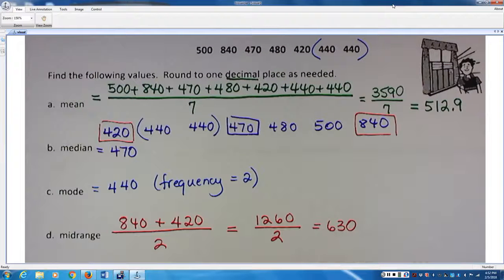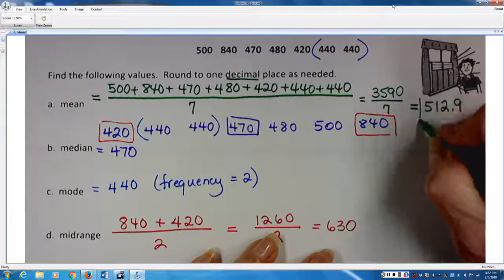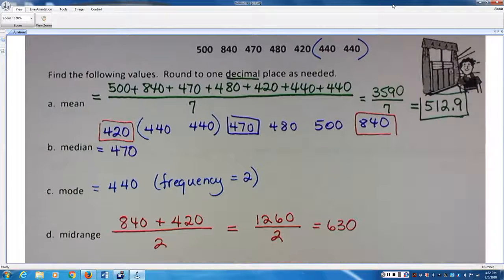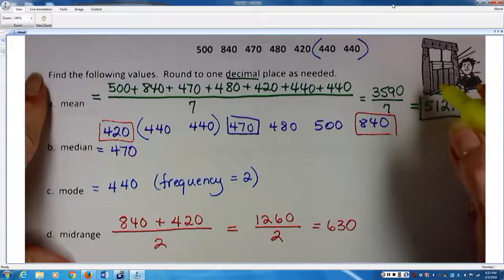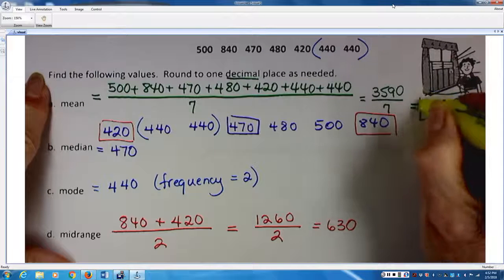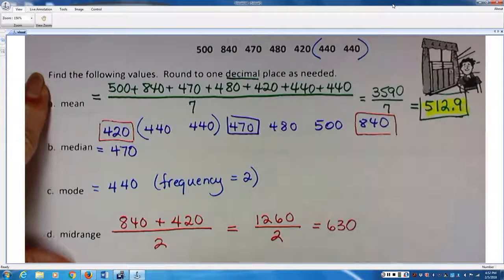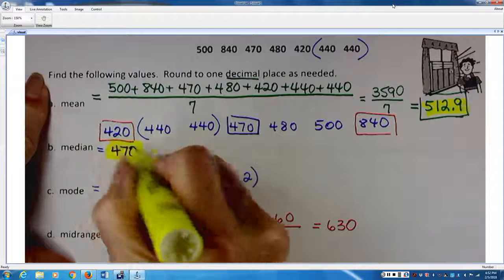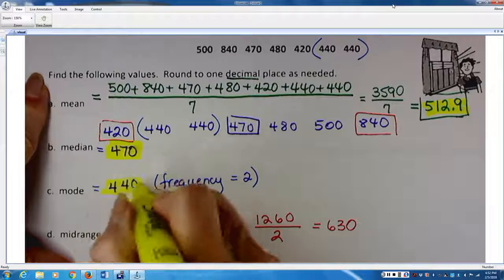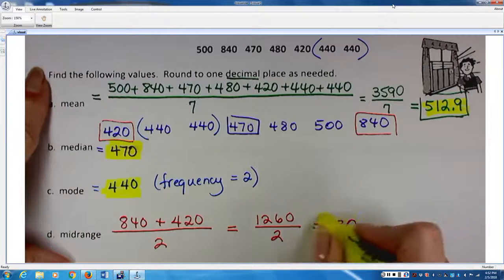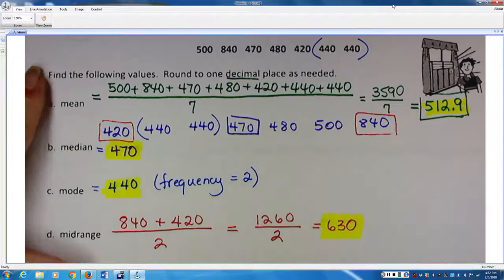Which of these measures do you think is the best measure of what you expect to pay? $512, $470, $440, or $630? Which one do you think is the best?